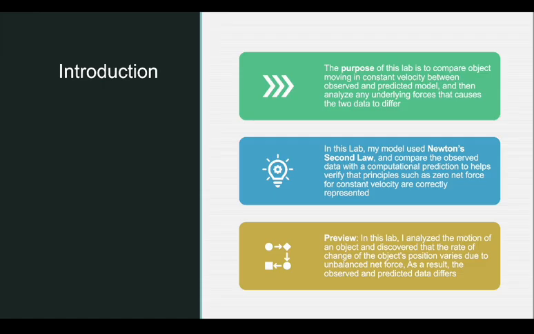For the preview for this lab, I analyzed the motion of an object and discovered that the rate of change of an object's position varies due to unbalanced net force. As it refers, there's a difference in the observed and predicted data.